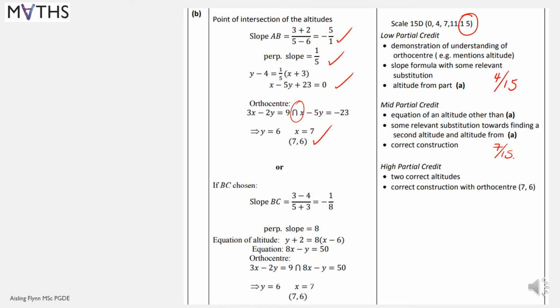And you can get 11 out of 15 if you got the two equations of the lines correctly, or if you correctly constructed the orthocenter on the graph and you found it through the graph as being 7, 6. Okay, so that was question 1, worth 25 marks.